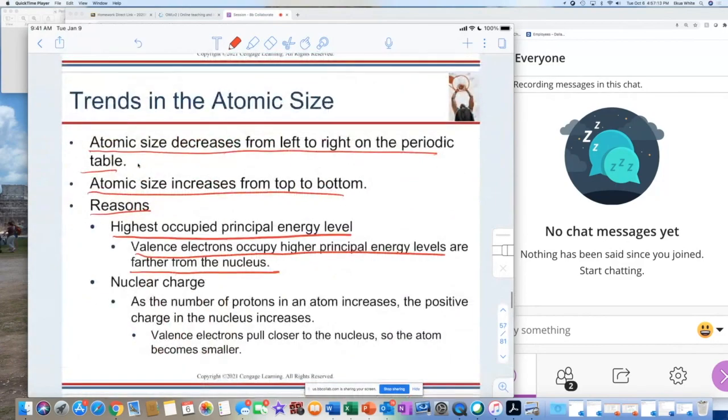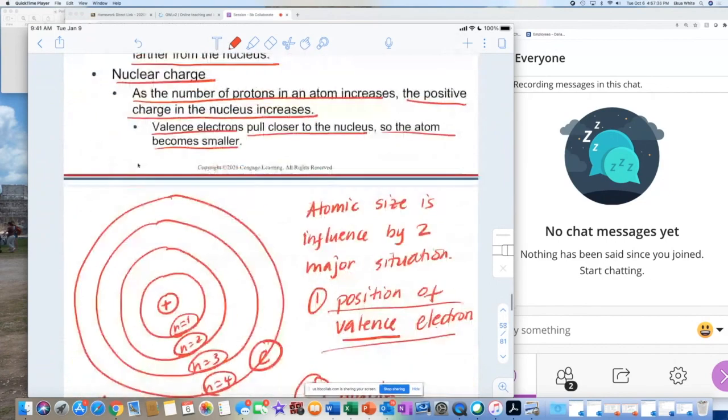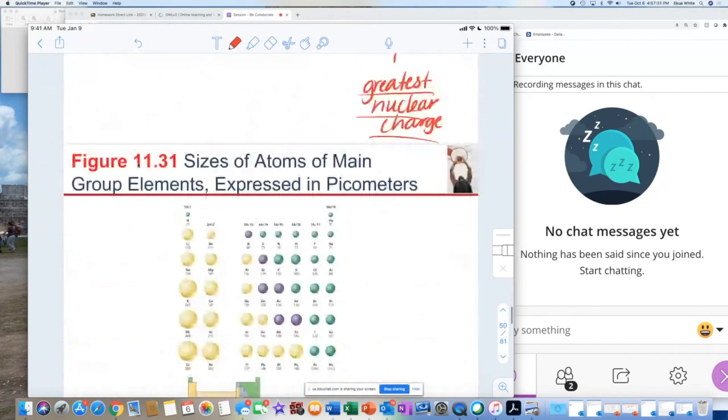So going back to here, nuclear charge. As the number of protons in the atom increases, the positive charge in the nucleus increases. Valence electrons pull closer to the nucleus, so the atom becomes smaller. Remember, the atom is using the nucleus to pull in all those electrons. As the nucleus becomes more positive, the atom gets smaller. So here's the picture.